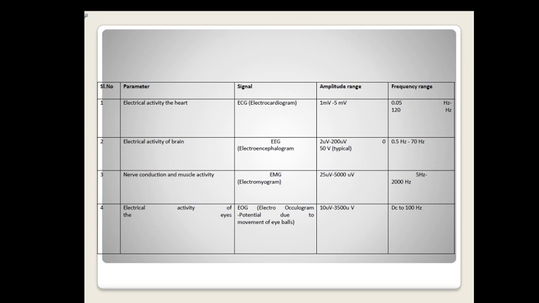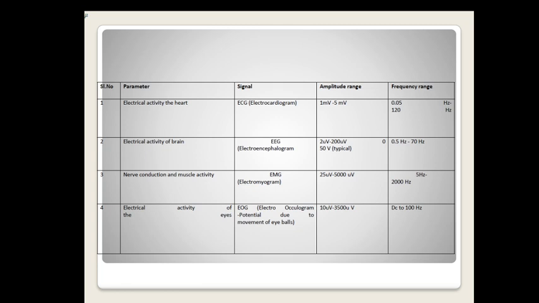And the electrical activity of the brain, EEG, electroencephalogram, its amplitude range is 2 microvolts to 200 microvolts, and it's typically 50 microvolts, and the frequency range is 0.5 hertz to 70 hertz. Next, coming to the nerve conduction and muscle activities, EMG, electromyogram, is 25 microvolts to 5000 microvolts, and the frequency range is 5 hertz to 2000 hertz.